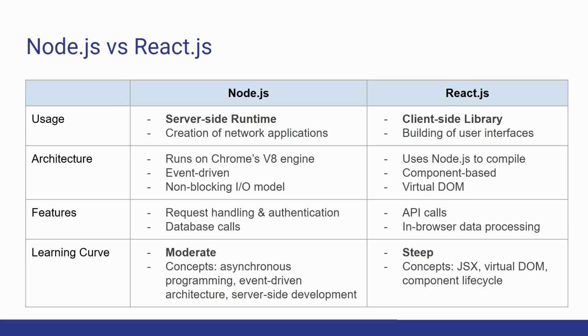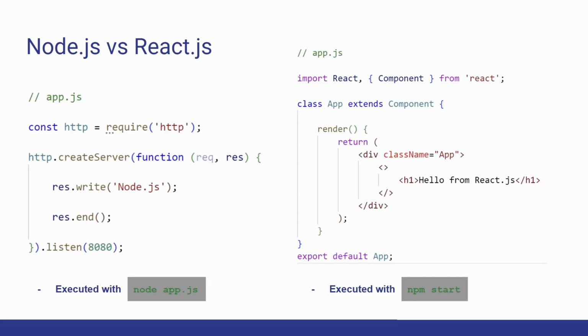When comparing features, we can see that Node is commonly used for request handling, authentication, and database interactions, whereas React is often used for API calls and in-browser data processing. One last comparison between Node and React is their learning curves. Node.js has a moderate learning curve because developers need to understand asynchronous programming, event-driven architecture, and server-side development. React has a steeper learning curve due to concepts such as JSX, the virtual DOM, component lifecycle methods, and state management. Both technologies use JavaScript as shown in the code example.